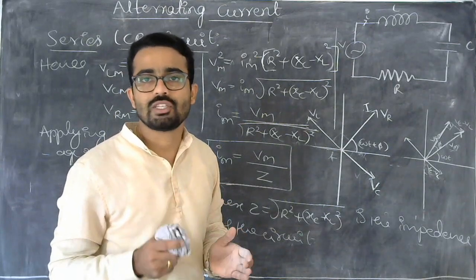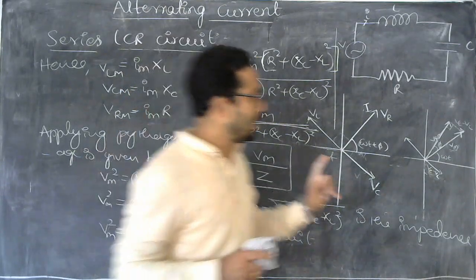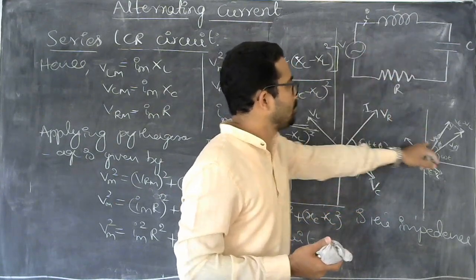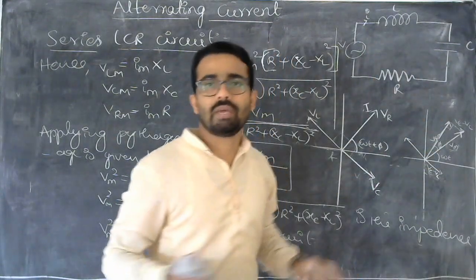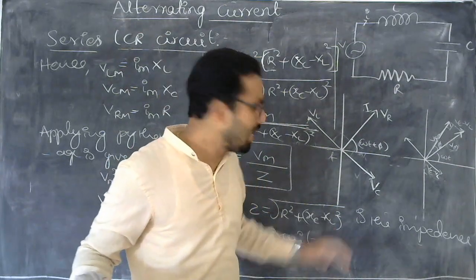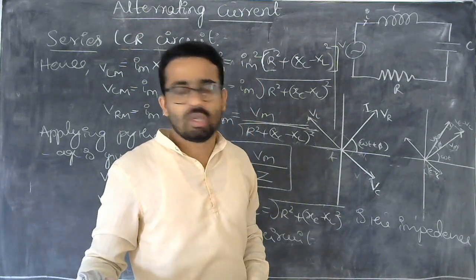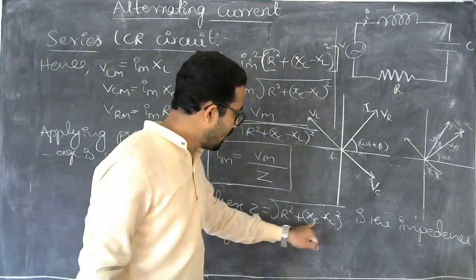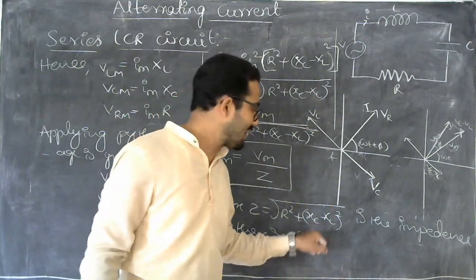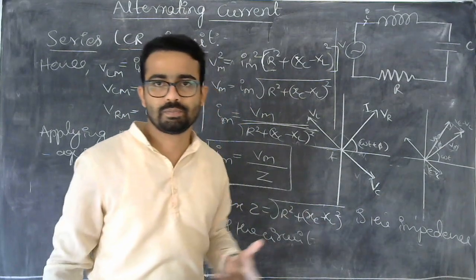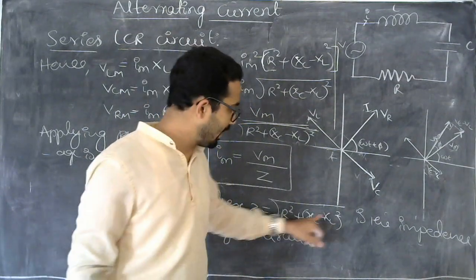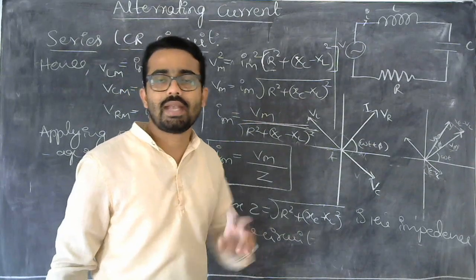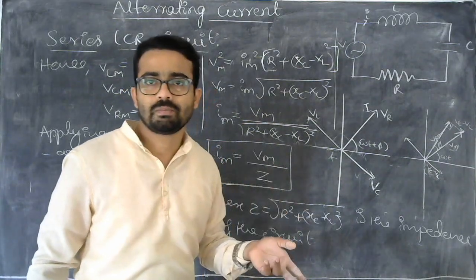I am repeating that the phase difference which exists between the current through the conductor and the supply voltage is because of Xc and XL. If you look at this case, here we took a condition that Xc is greater than XL. That means the capacitive reactance is greater than XL.